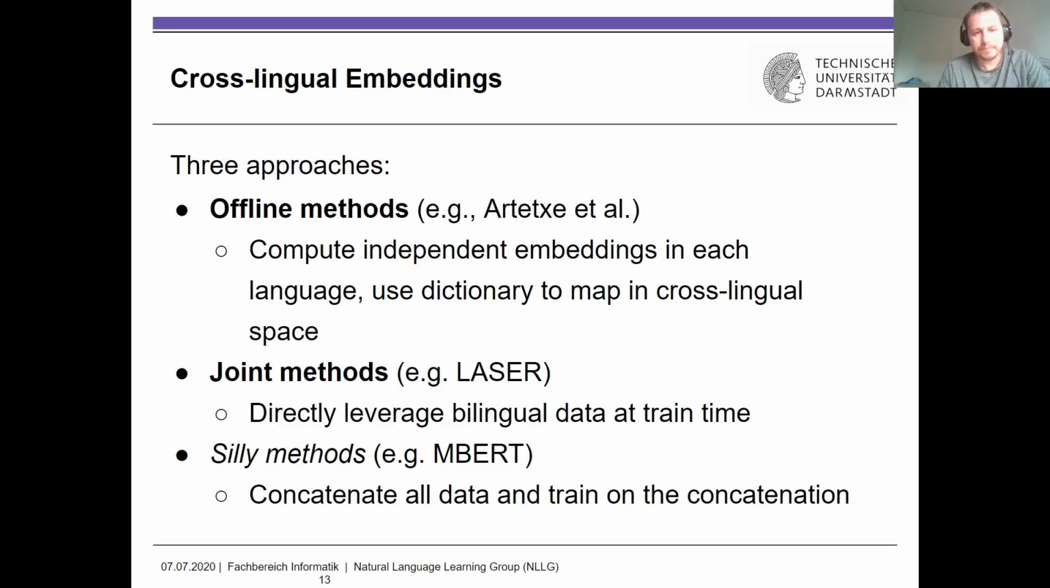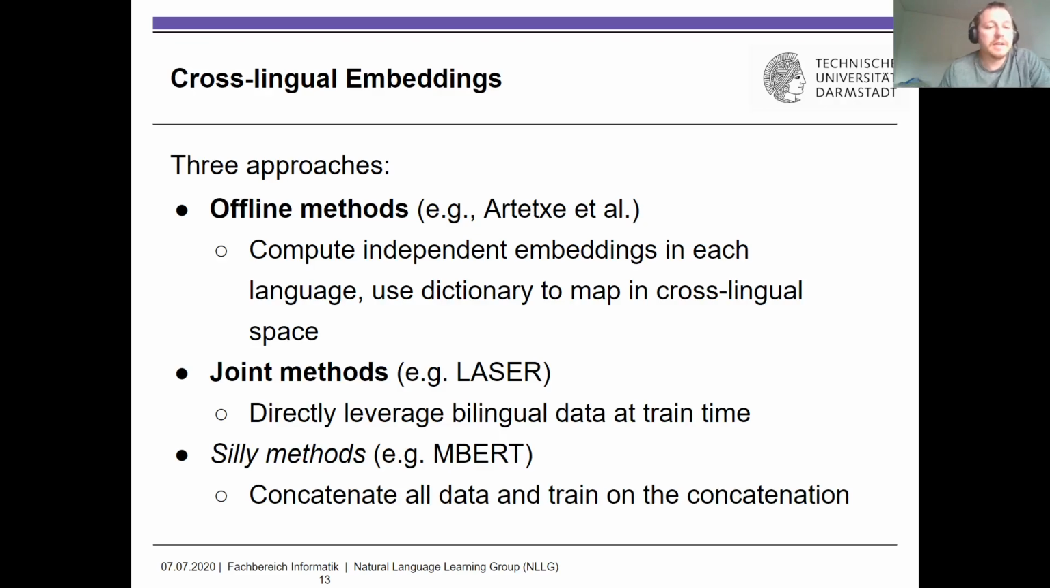What you do there is you first compute embeddings in each language independently. So you compute embeddings for German, for English, and for French independently, without any cross-lingual signals, and then you use a dictionary to map those independent spaces into a shared space, right? We have seen a couple of methods in this paradigm. For example, the method of Mikolov. Then also Mikel Artetxe has done quite influential work in this area.